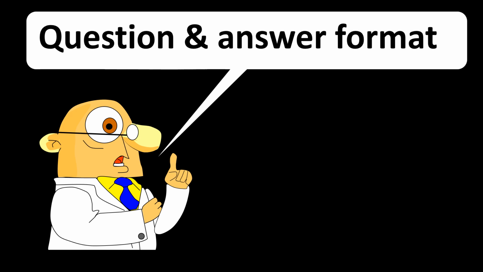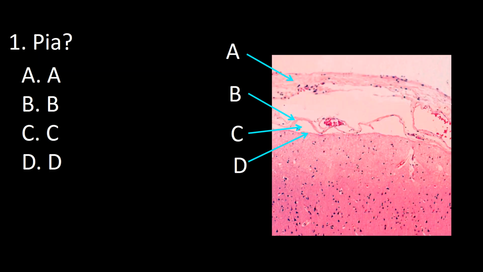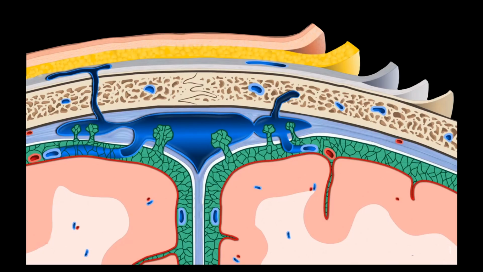This talk will be conducted using a question and answer format. The first question is, please look at this specimen and choose which letter corresponds to the pia. This is a representation of the scalp, skull, meninges, and brain. A way to remember the layers above the skull is to remember the word SCALP.